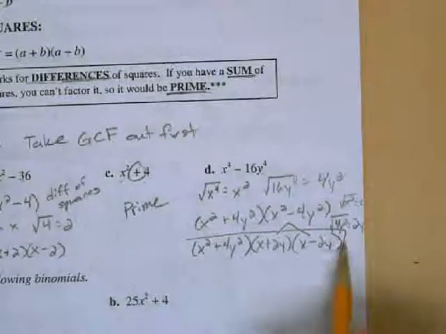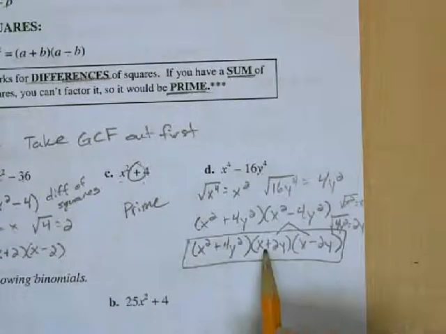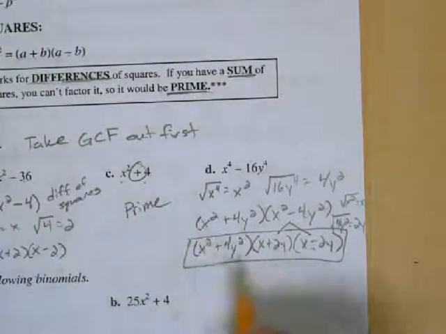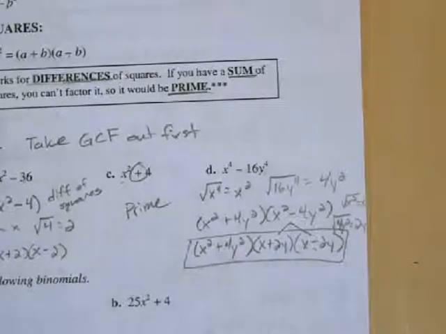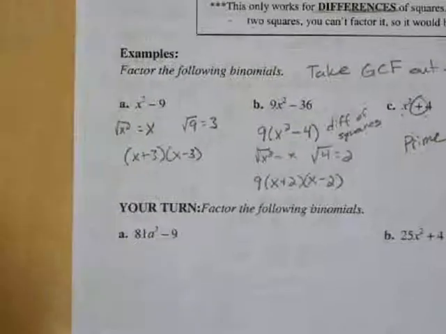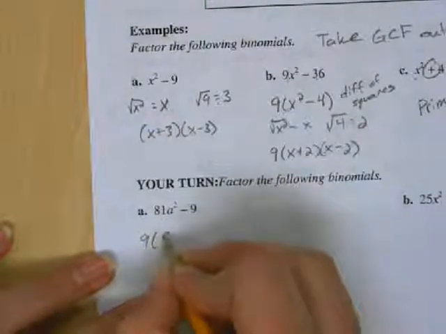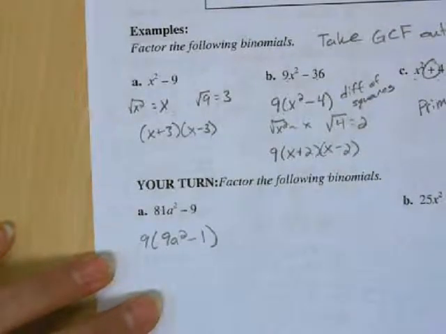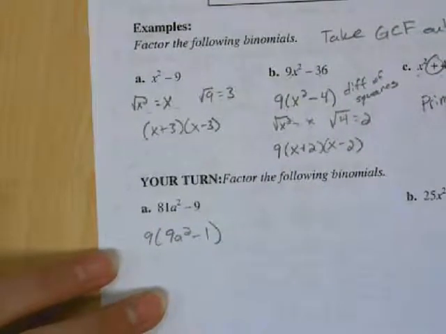Okay, I'm looking for, do I have GCFs in any of these? I do not. Do I have a square left? I only have a square here, but that's a plus in the middle, so we're done. That would be your final answer. Okay, so that's what you're looking at. So same thing here. I can go ahead, I can take a 9 out first, just makes my life easier. 9a squared minus 1. Okay, factoring out my GCF. Again, if you're having troubles with the GCF, you need to go back to the first section of this unit to learn how to do the GCFs.